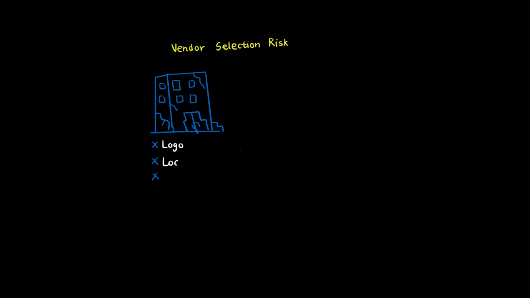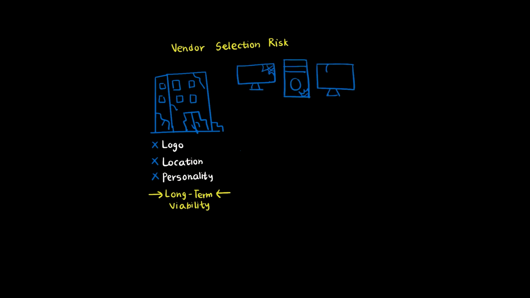Choosing a vendor is like choosing a business partner for the next decade. Logo design and office location don't matter when the company might not exist next year. Executive personalities are fleeting, but long-term viability, that's everything. A vendor with poor financial stability might go bankrupt, leaving you stranded without support, updates, or even data access.